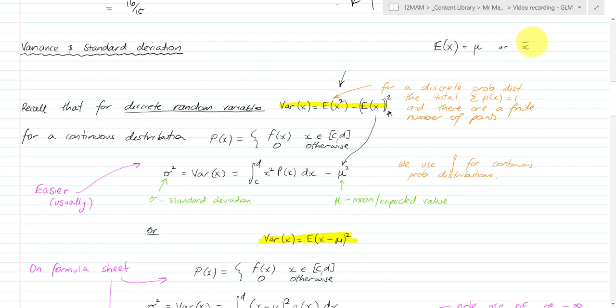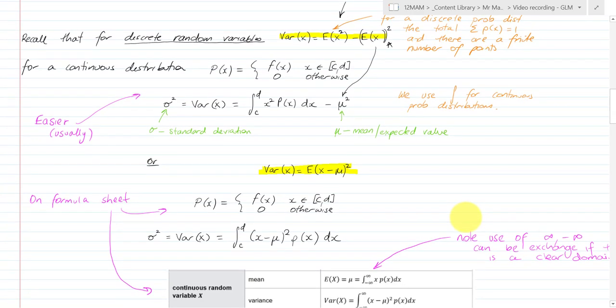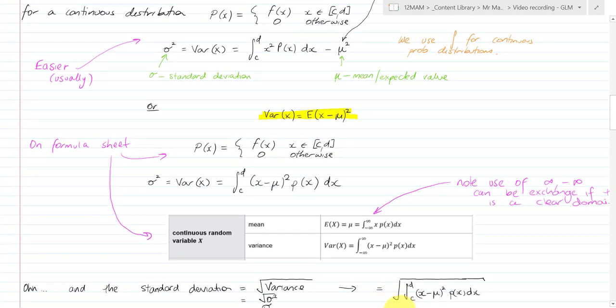So we've got mu, mean, expected value, sigma, standard deviation. That's usually the easier way, but this is the other way as well. On the formula sheet, this is what you have. And so I just want to make a note of this. On the formula sheet, you're told that information, and this is just the expected value. Now, this isn't too bad because mu will be known. In this case, mu is 16 over 15. We calculated that in example 1. When we get to the second example in a second, it's actually very doable.